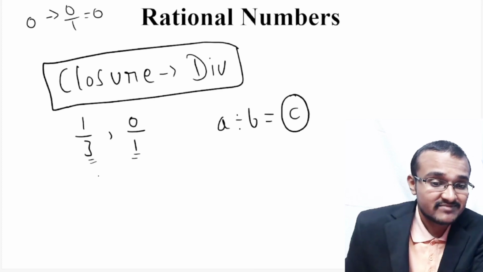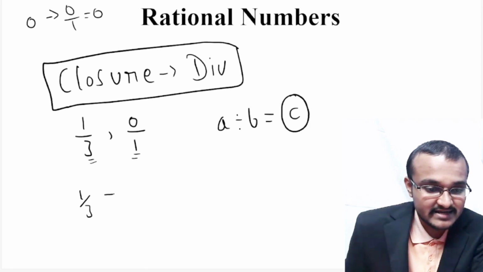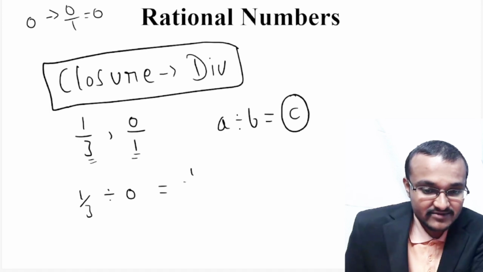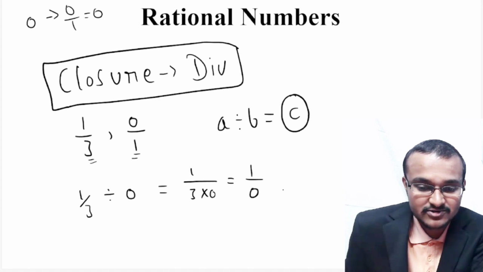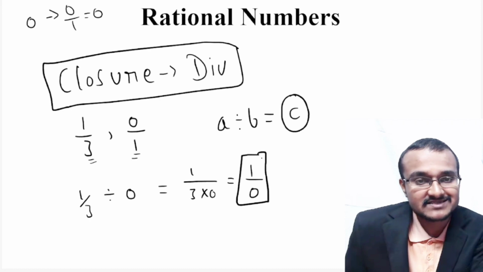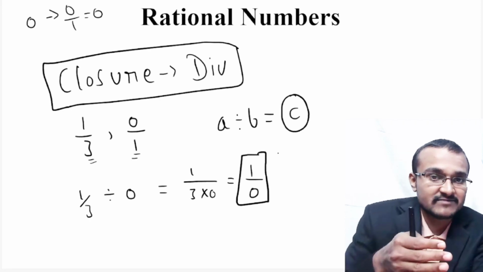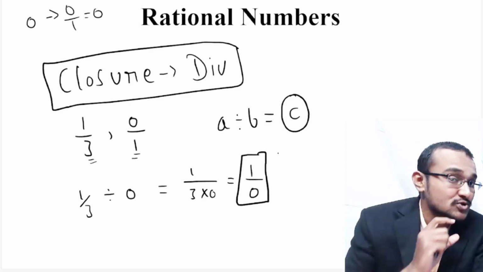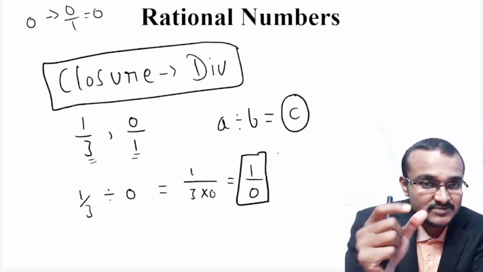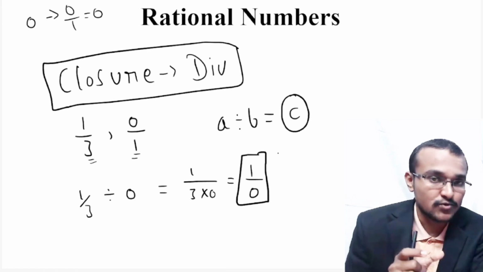Now let me divide 1 by 3 with 0. So 1 by 3 divided by 0. So that means 1 divided by 3 into 0. So that will be 1 by 0. So any number, if it is having denominator as 0, then that particular number is not defined. So as I explained previously, the denominator should not be 0. So any number which is expressed in the form of p by q will be a rational number, but the denominator, that q, should not be 0.